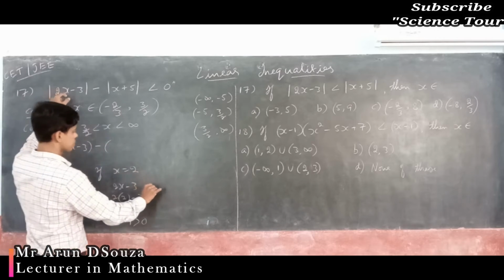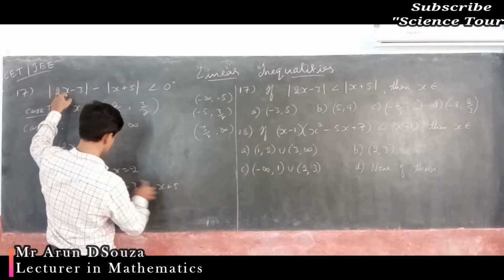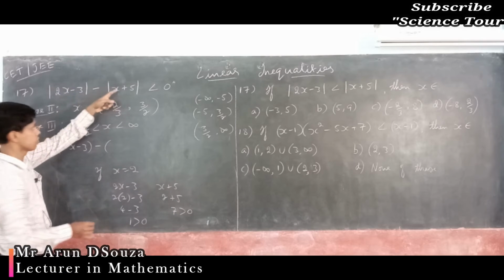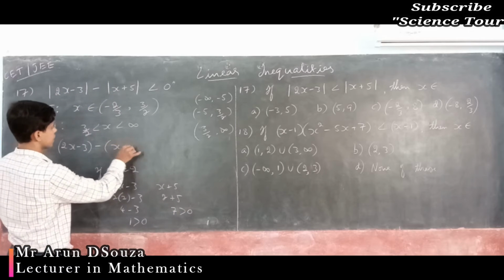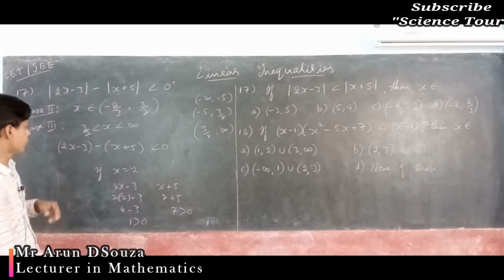Then what happens to x plus 5? Put x as 2. So, 2 plus 5 is 7, that is also positive. If this is positive, then write it as it is. That must be less than 0.